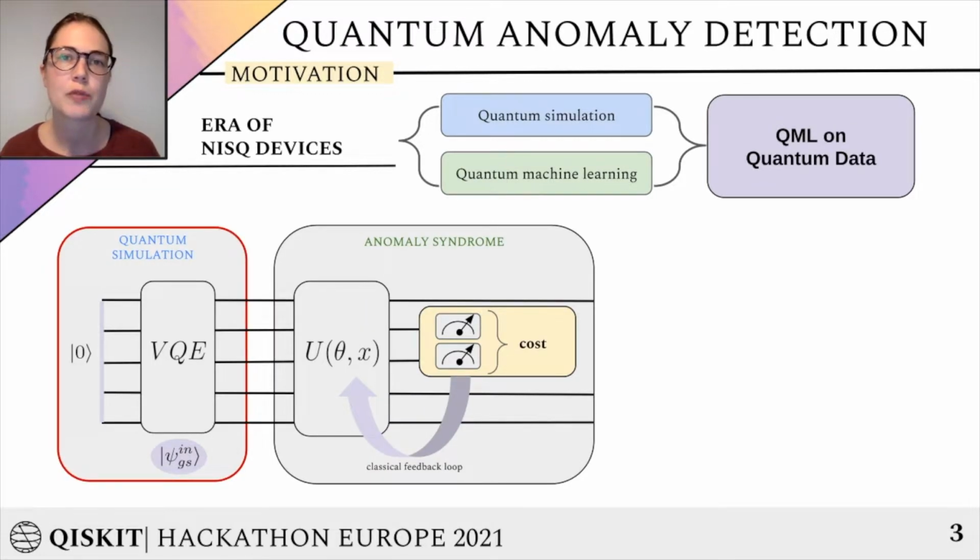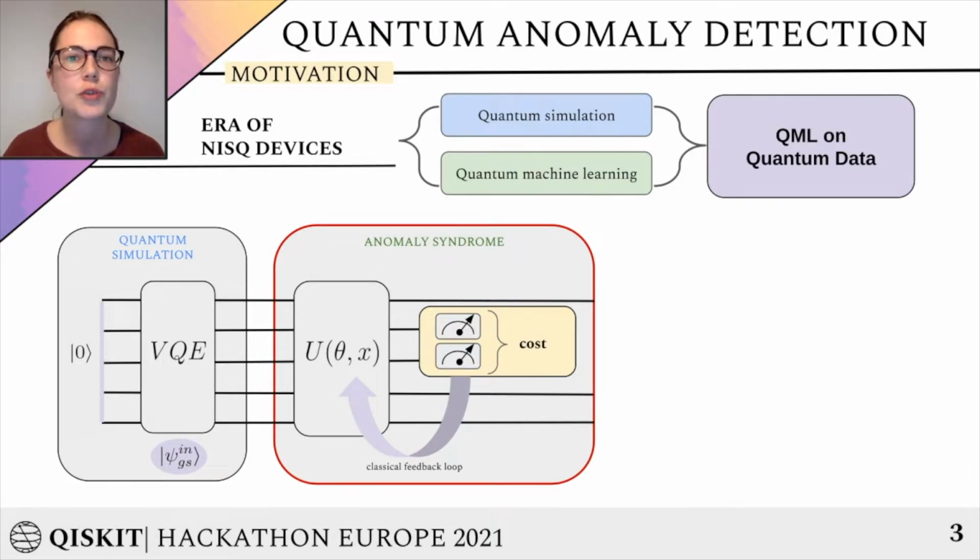First, the ground states of the Hamiltonian that we want to study are prepared on the quantum device using the variational quantum eigensolver. Afterwards, we apply a second circuit which serves as the anomaly detector. At the output, a fixed subset of qubits is measured and a cost function is constructed from these measurement outcomes.